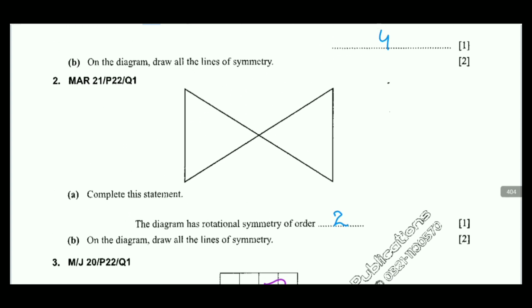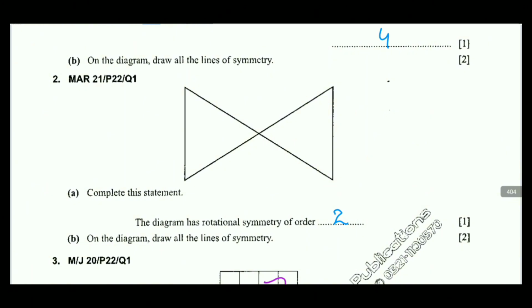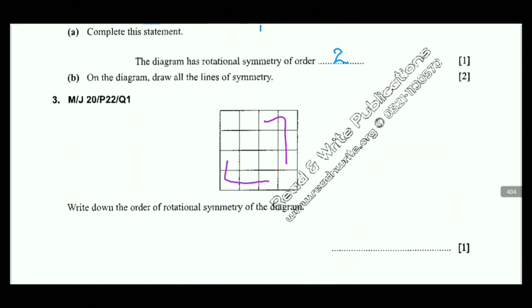So on the diagram, draw all lines of symmetry. So all lines of symmetry of this shape are this one, and this one. These are the exact lines of symmetry of this shape. Okay, third question. Write down the order of rotational symmetry of the diagram.